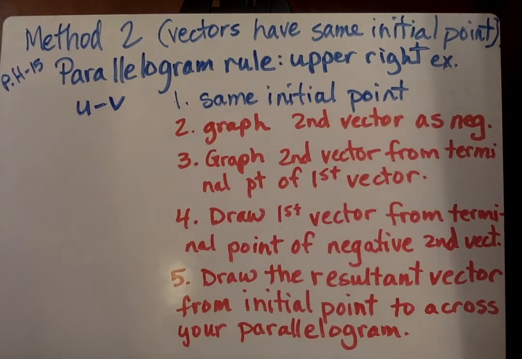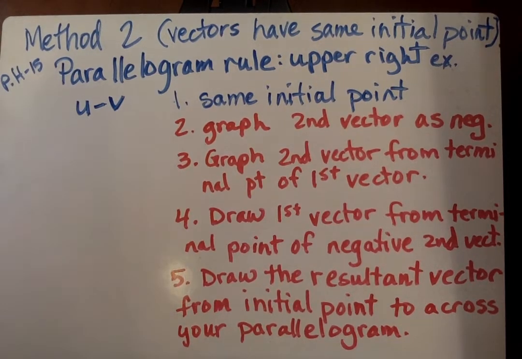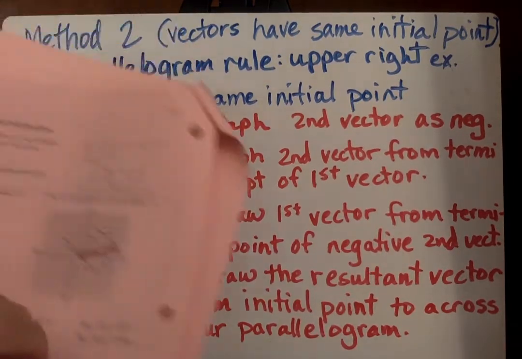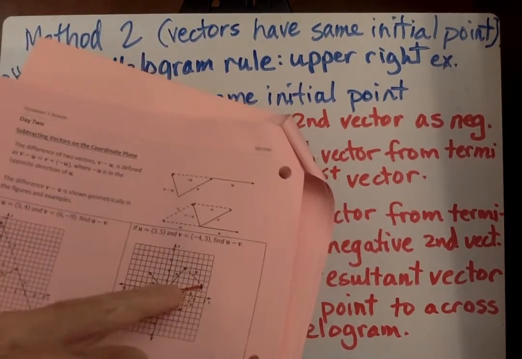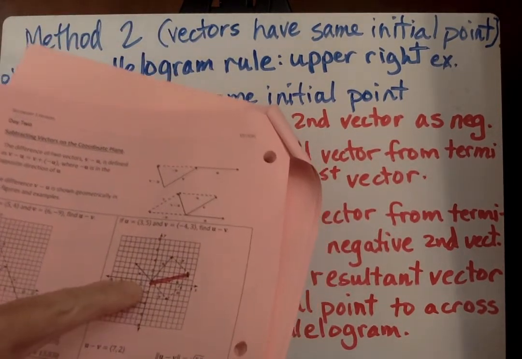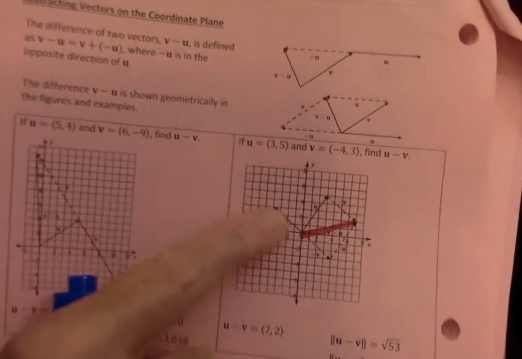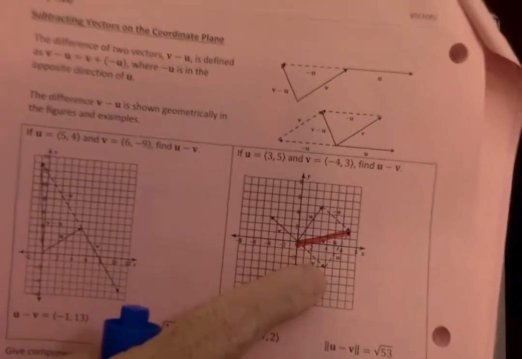In the upper right, you'll see that U and V have the same initial point, which is the origin. So now they want us to find U minus V. So we graph the second vector as a negative. So if you have V right here, V is over here. So negative V will be going the opposite direction, the same length.